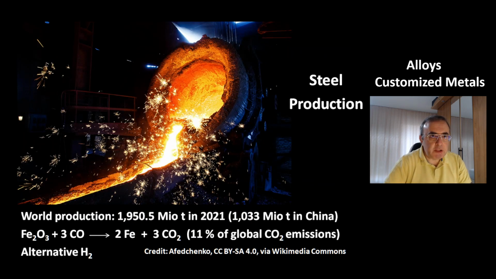Steel production is a big part of the global economy. The world production was almost 2 billion tons in 2021. About half of it is in China. And steel production is a carbothermic reduction of iron oxide. This is a source of CO2 emissions. About 11% of global CO2 emissions comes from the steel production. And the alternative is a reduction with hydrogen.